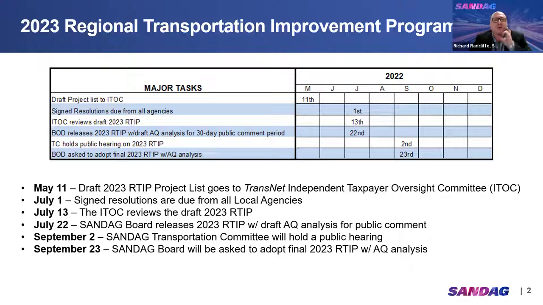Now back to the schedule. On July 1st, all signed council resolutions are due from local agencies. And then on July 13th, the ITOC will review the actual draft 2023 RTIP document as well as the projects. And then on July 22nd, the SANDAG board will release the draft 2023 RTIP for a 30-day public comment period ending on August 22nd. And on September 2nd, SANDAG will host a public hearing on the 2023 RTIP at the Transportation Committee meeting. And then the SANDAG board will be asked to adopt the 2023 RTIP and the air quality analysis at the September 23rd meeting. Next slide, please.